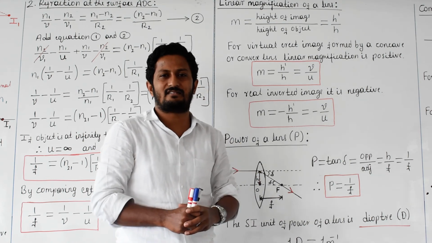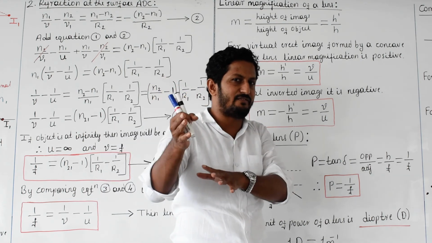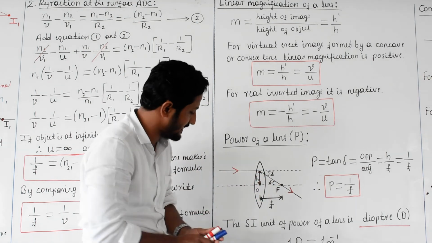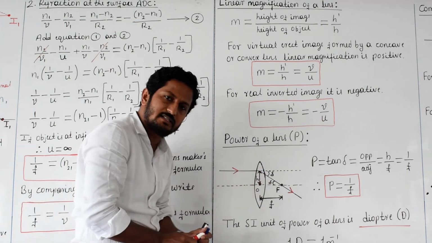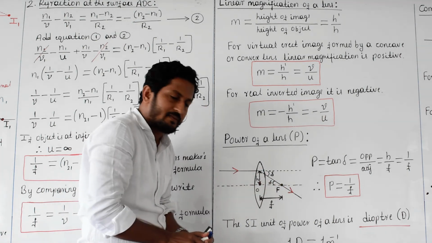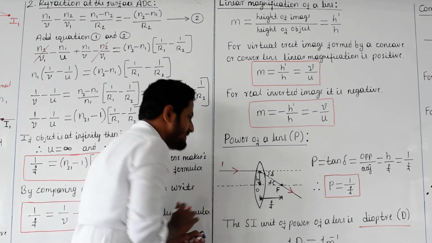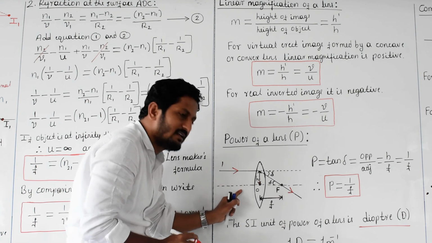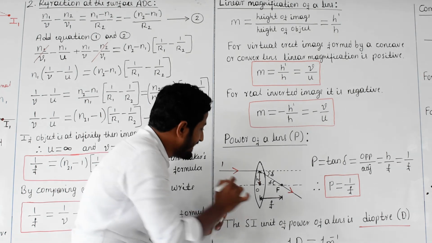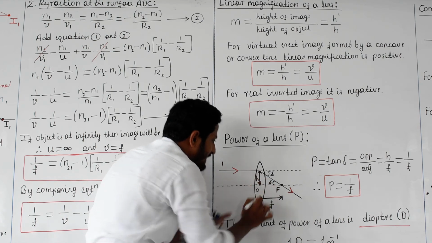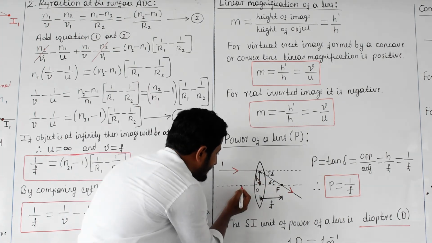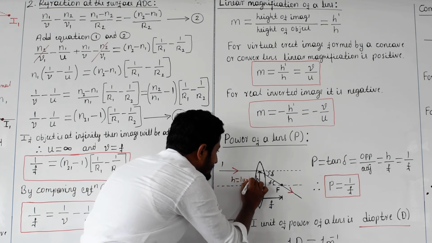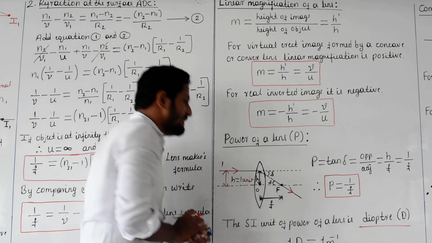What does it mean? Before going with that definition, just look at this diagram and try to understand it first. Here is a biconvex lens and the principal axis. One light ray is coming, parallel with respect to the principal axis, and it is at distance h. We define it as being at unit distance, 1 unit, from the principal axis.